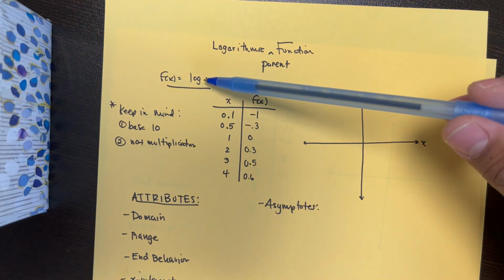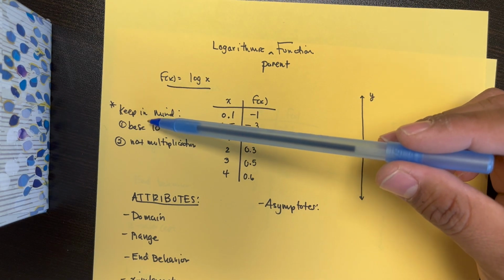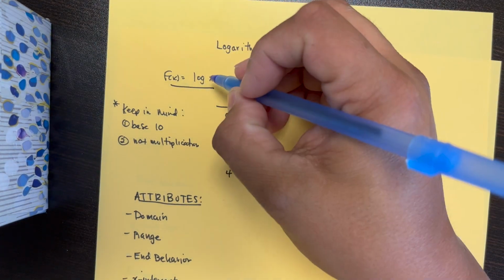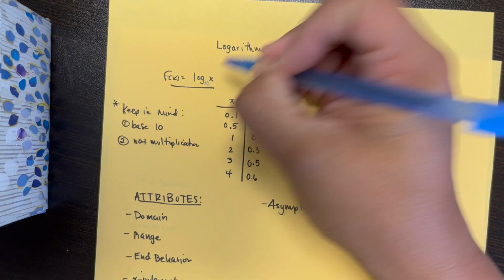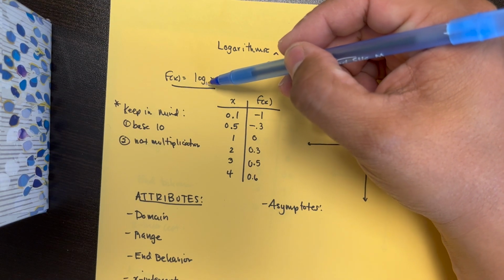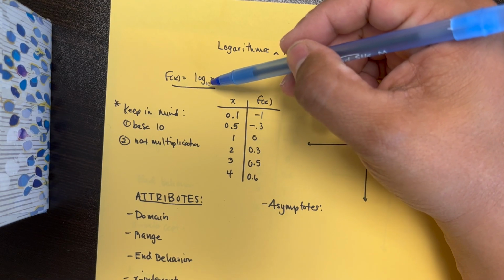So this is f of x is equal to log of x. Now there's a couple of things that I want you guys to keep in mind. There's a base of 10 whenever it's not written. So for example, here it would be log base 10 of x. Whenever it's not written, it's always assumed that it's a base 10. If it's any other base, it's always going to be written.